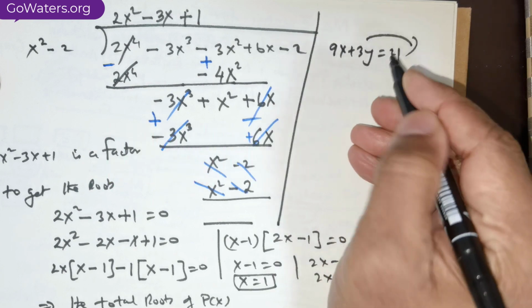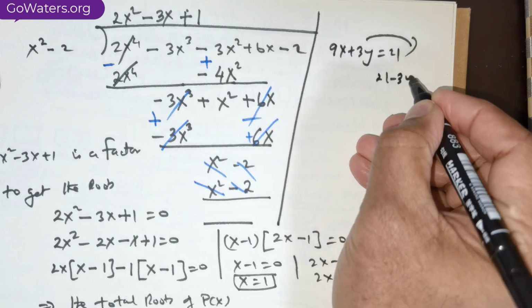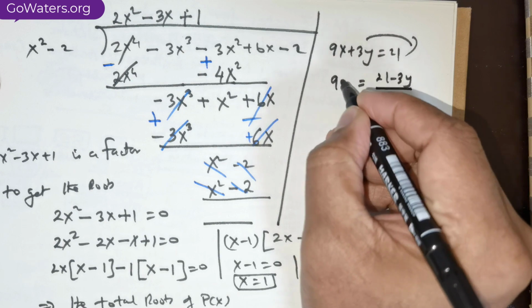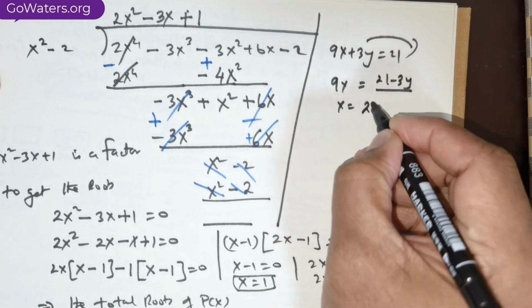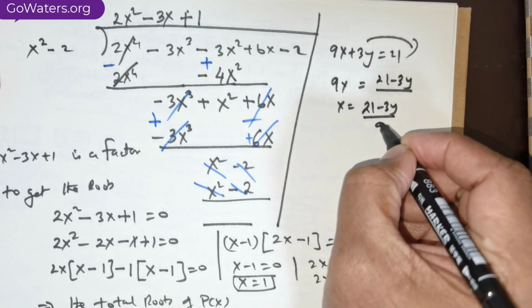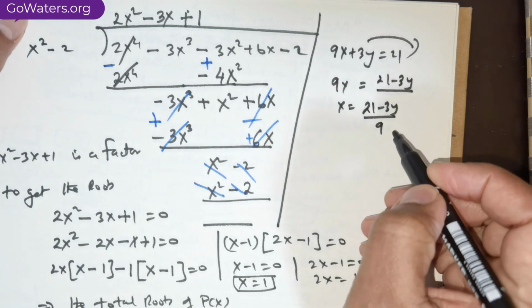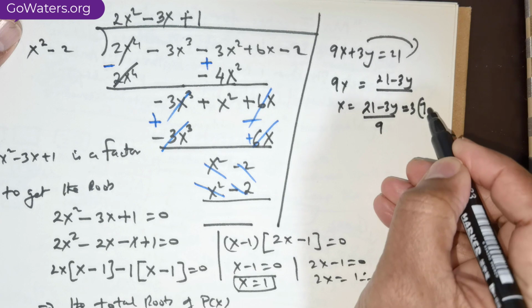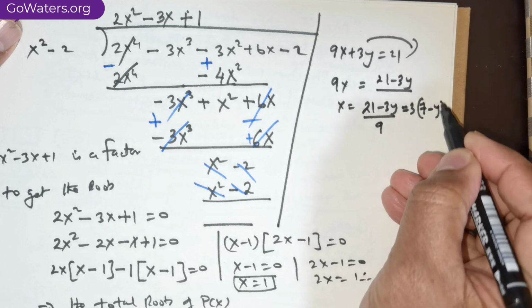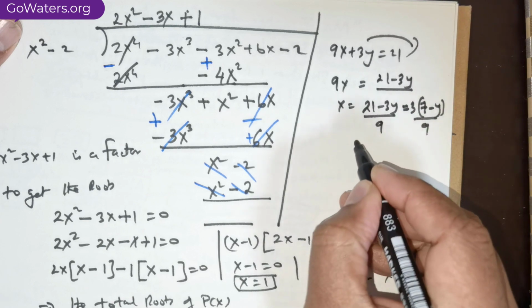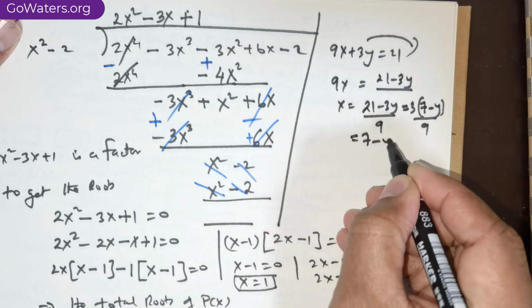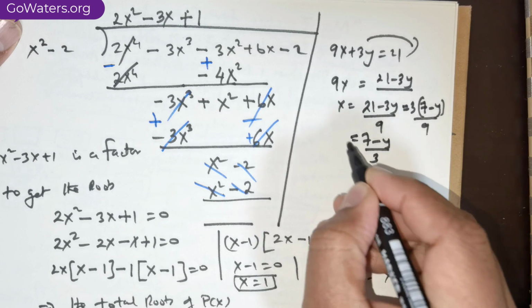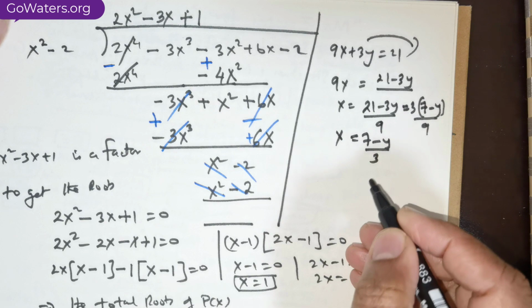Let me move y to the other side. So 21 - 3y = 9x. So x = (21 - 3y)/9. This is what we have got. Now if you were to take 3 out, this is going to be (7 - y)/3, which can be rewritten as x = (7 - y)/3.